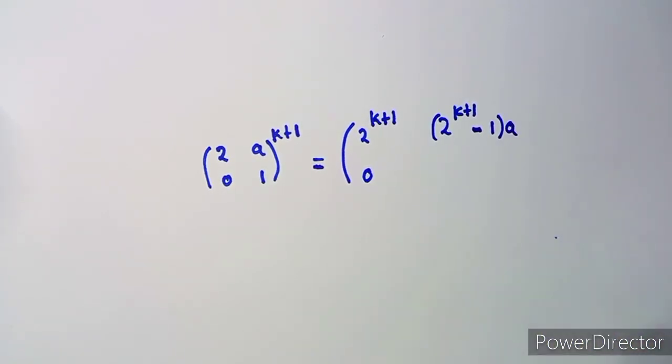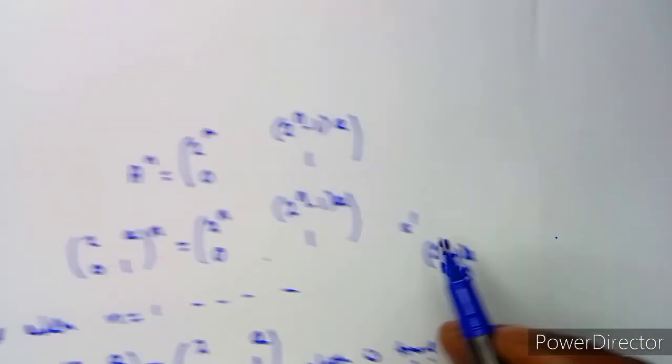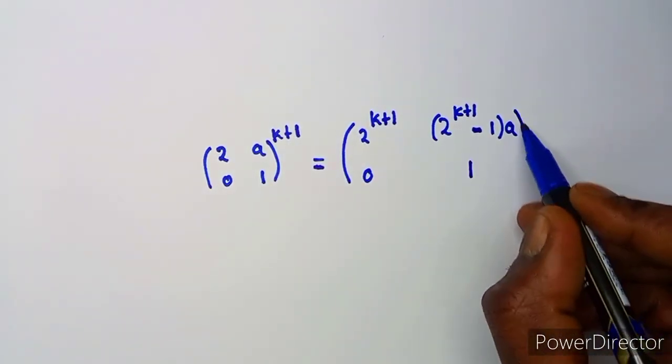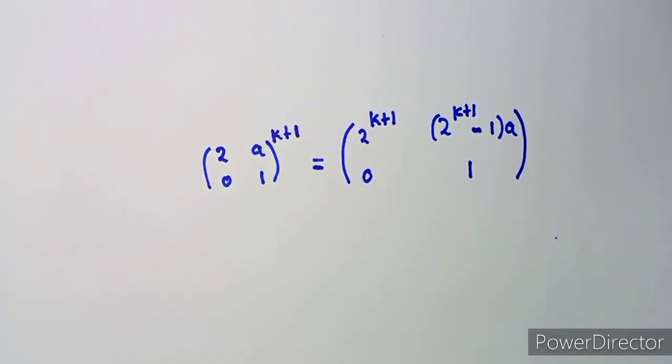You close the bracket and put a, like that. All right, and this one is what? This one is a 1, like this. So this is what you're going to have.